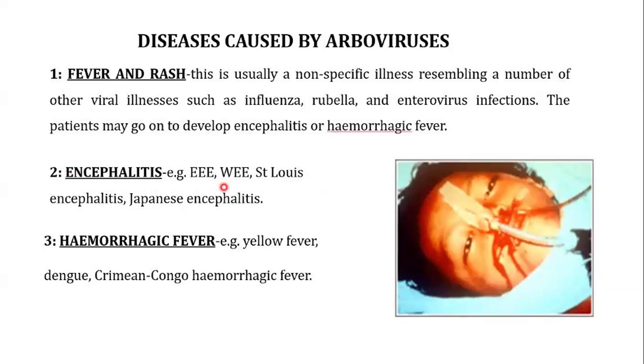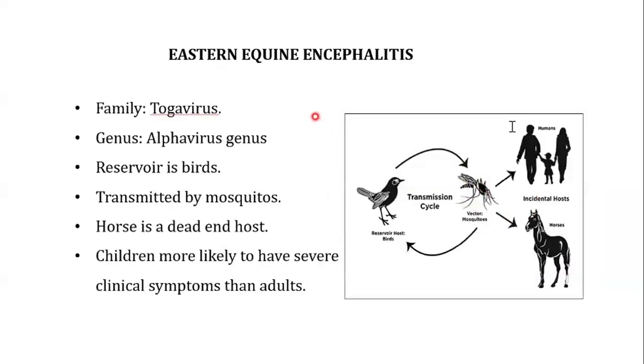Encephalitis: Eastern equine encephalitis, Western equine encephalitis, St. Louis encephalitis, Japanese encephalitis. Then hemorrhagic fever: yellow fever, dengue, Crimean-Congo hemorrhagic fever. We're going to see. But look at this. Can you see this? Eastern equine encephalitis, family Togaviridae. The genus is alphavirus.